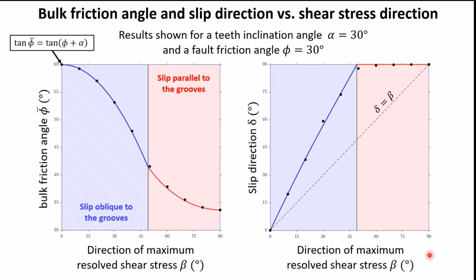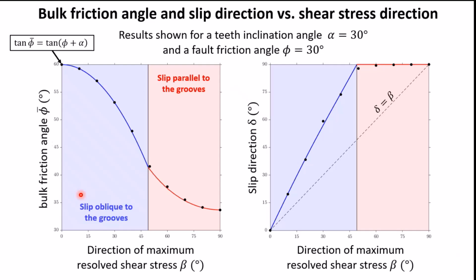I then determined the effective friction angle and also the slip direction. I'm not going to show you the equations. I haven't published them yet, but I can tell you that the analytical solution fits the PFC data really well. What's really interesting is there will be a critical angle of the maximum resolved shear stress when you start moving in the grooves. You have this guided slip. That's what it's known as, guided slip.